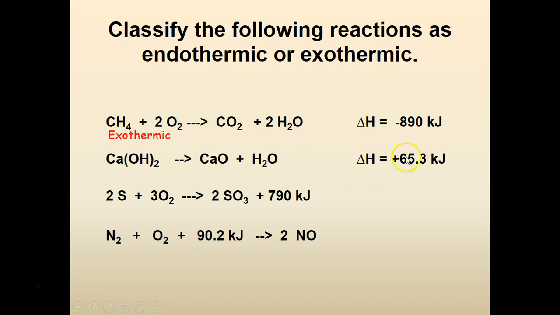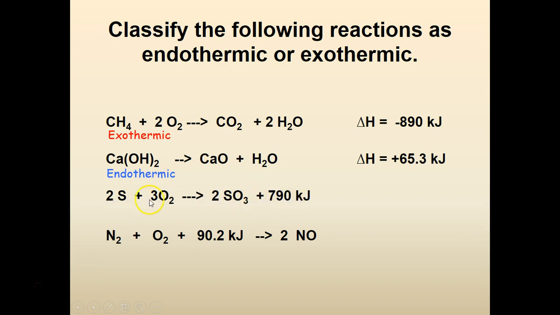In this reaction, we have calcium hydroxide, and we're producing calcium oxide and water. Notice the delta H here is positive. So when it's positive, it's a positive change in heat. That's going to be endothermic. In the next two examples, they don't tell you the delta H off to the side of the reaction. Instead, they incorporate it within the equation.